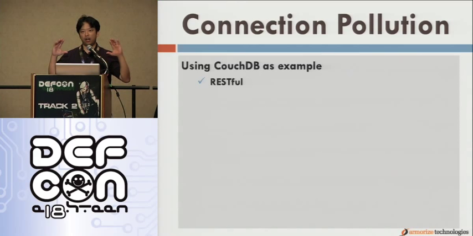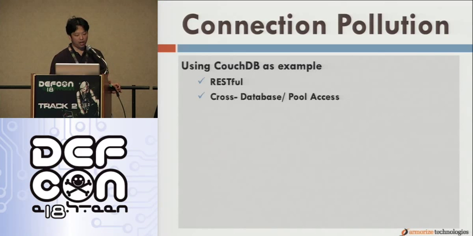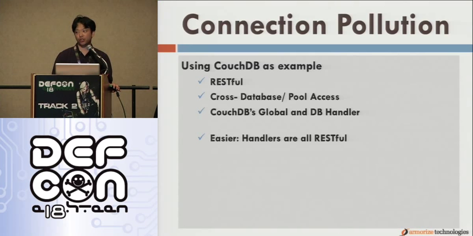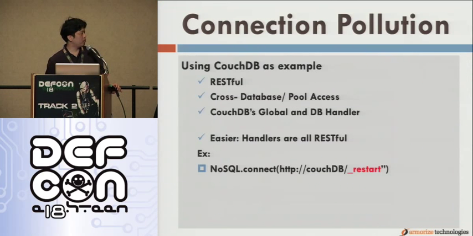And CouchDB, the entire CouchDB interface is implemented in RESTful, which allows for cross-database or cross-pool access through RESTful. And all of CouchDB's global and database handlers are also implemented in RESTful. So this creates some attack vectors that are easier than before. For example, if we can somehow manipulate the connector here, then without further manipulation, just by manipulating the connector itself, we can restart a CouchDB database.